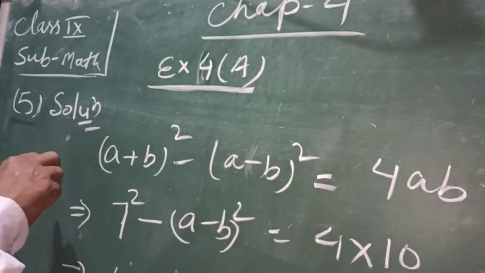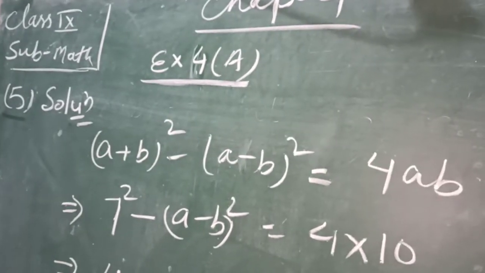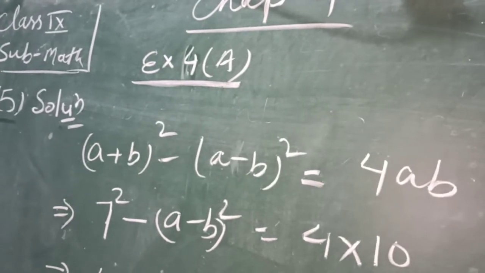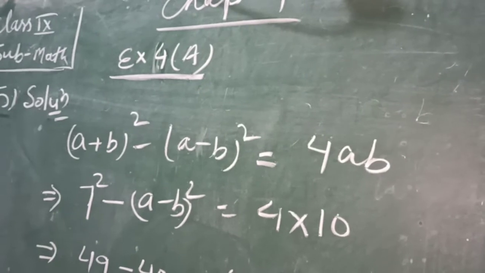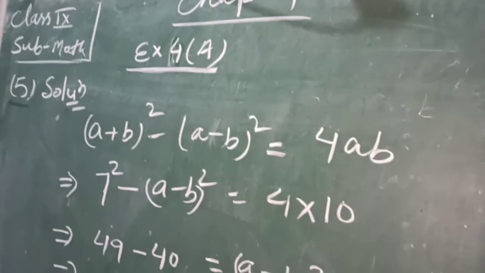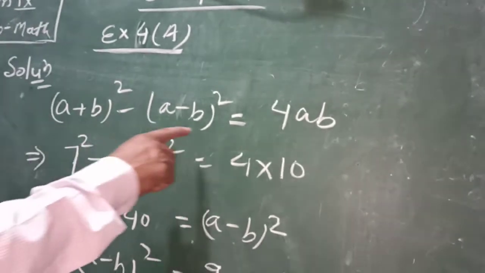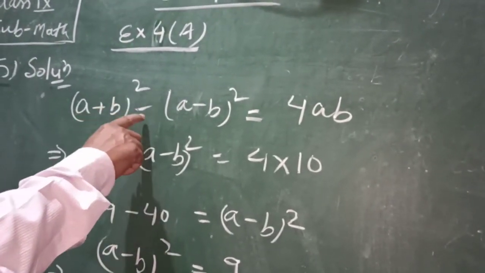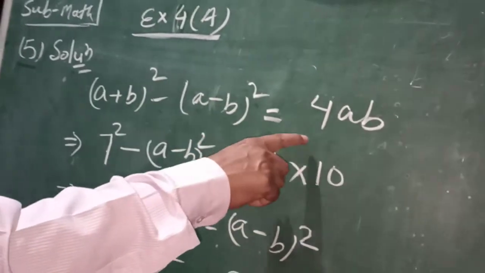Question number 5, solution. Question you have, if a plus b is equal to 7 and ab is equal to 10, find a minus b. According to formula, a plus b whole square minus a minus b whole square is equal to 4ab.